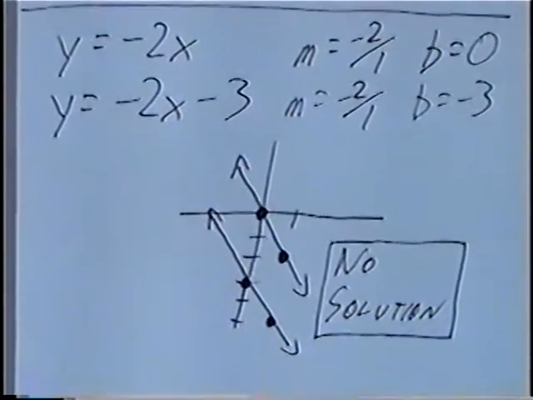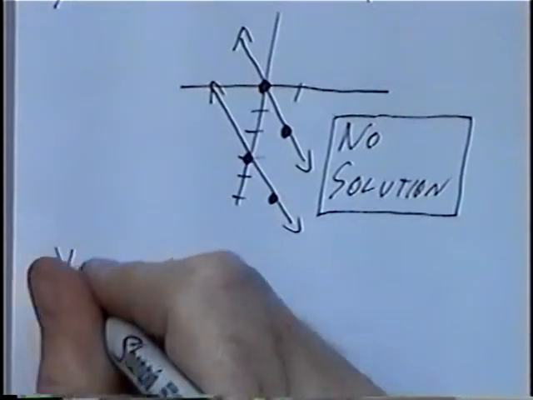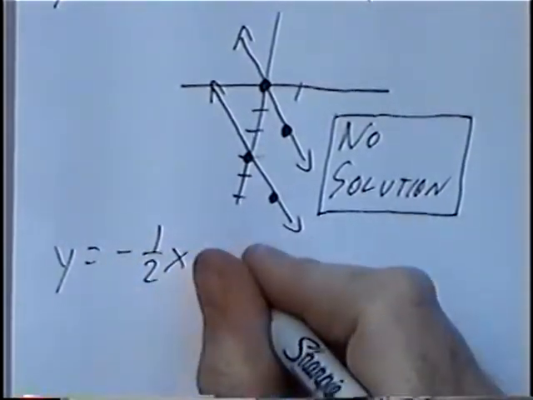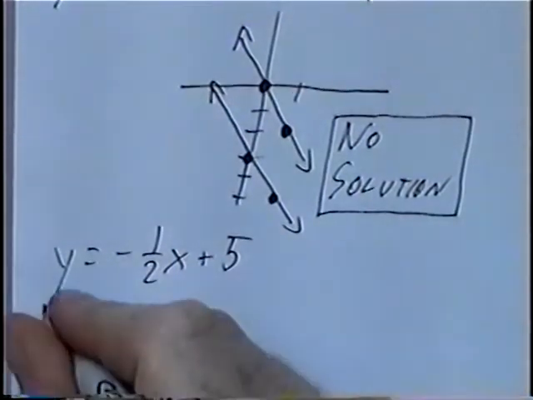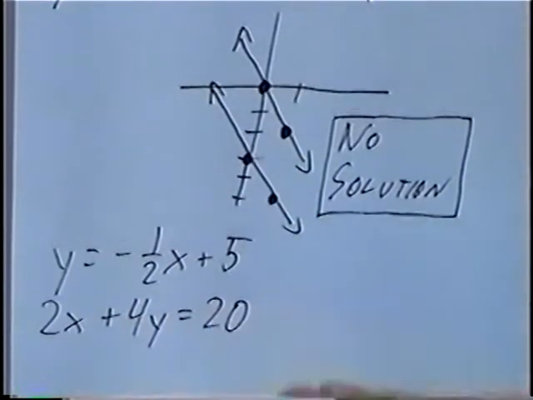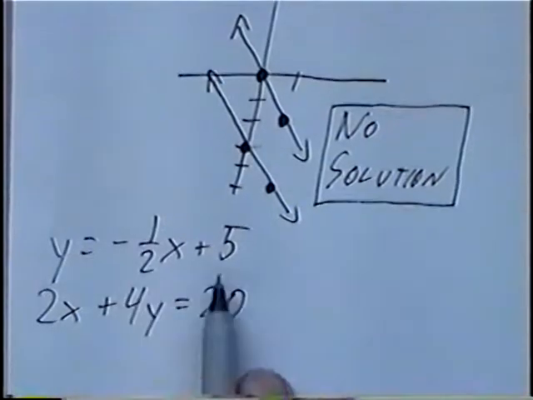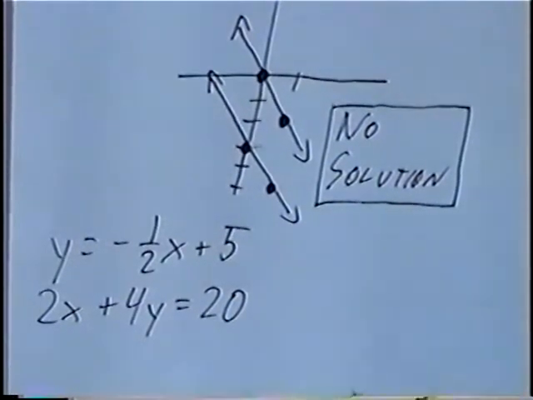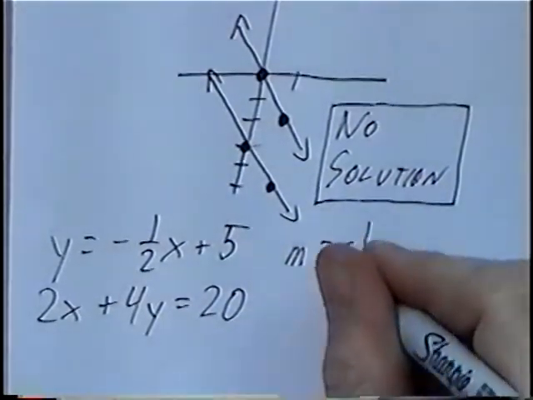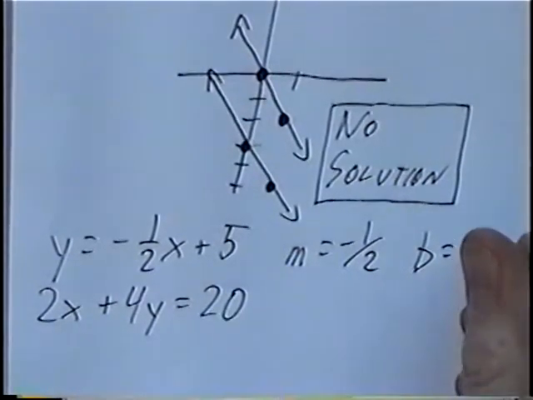Second equation and last question for the section. First equation is y equals negative 1/2 x plus 5. And second equation, 2x plus 4y equals 20. The first equation is in mx plus b form, or slope-intercept form. So m, the slope in front of x, equals negative 1/2, and b equals the last number, which is 5.